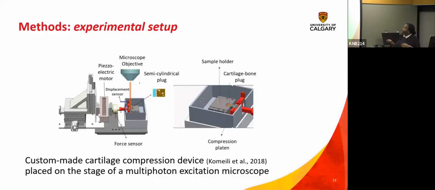With this setup, the reason we would term it real time is that we place all of this on the stage of the multi-photon microscope, and then we have the microscope objective here. So as the loading of the cartilage is taking place, we are intermittently imaging and collecting Z stacks of the cells of interest, which we follow all throughout the protocol. So this is the experimental setup.